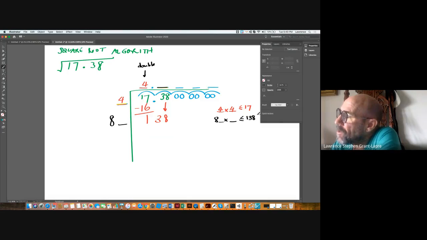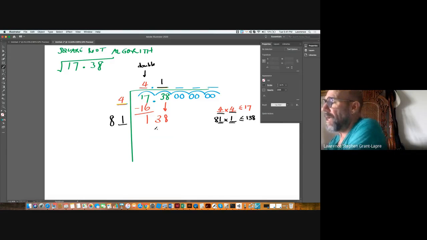Well, it's not 82 times 82. That's bust. So the only number that can go in here is 81 times 81. These two numbers, by the way, must be the same. You can't use different numbers because it's a square root algorithm. Each time we want the same number. 82 times 2, 83 times 3. Right, 81 times 1.